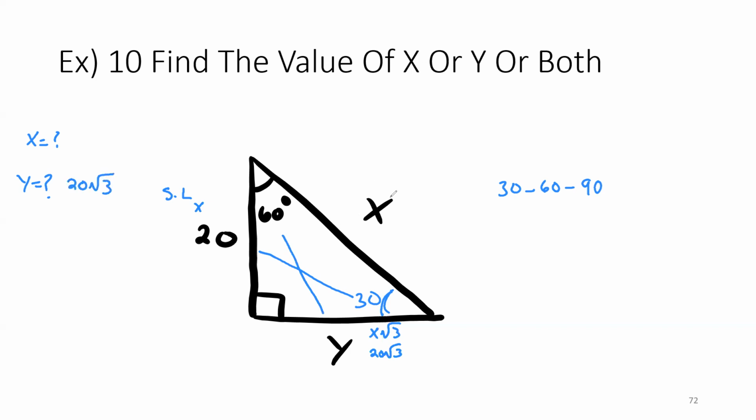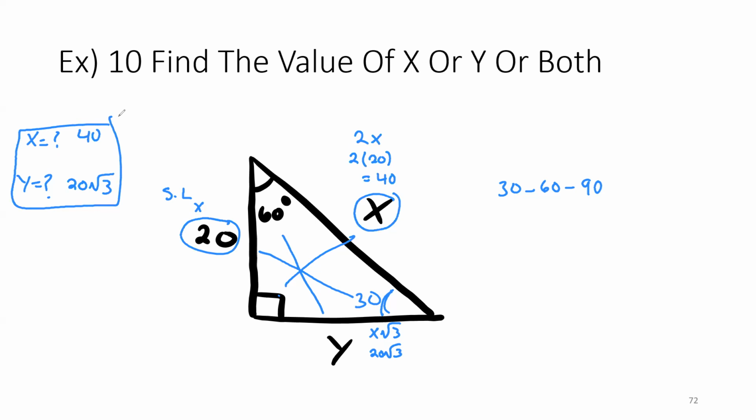And then finally, to find the hypotenuse, x. The reason it's the hypotenuse is because it goes with angle 90. According to the rule, it's 2 times the smallest leg, which is 20. 2 times 20 is 40. So yeah, x is 40, and y is 20 radical 3. And that wraps it up for this section.